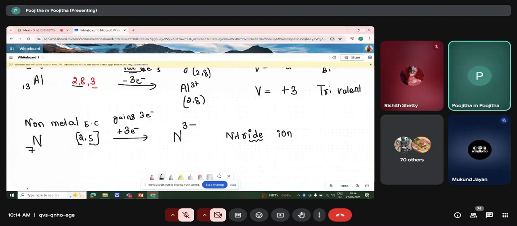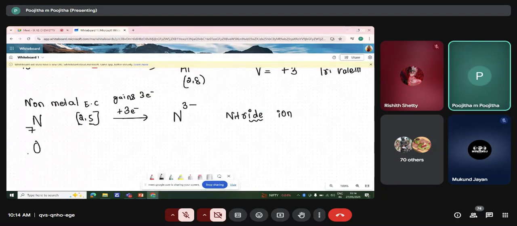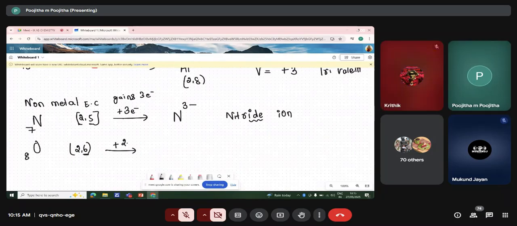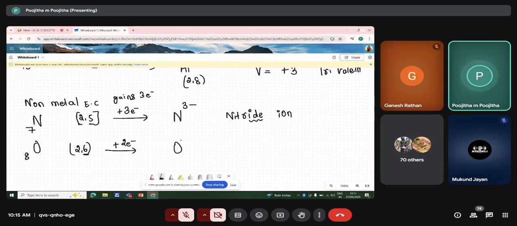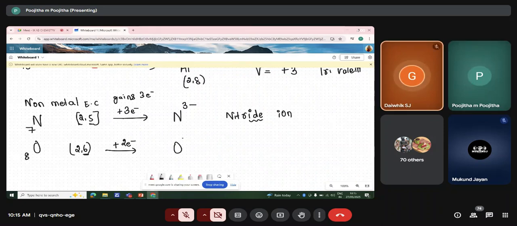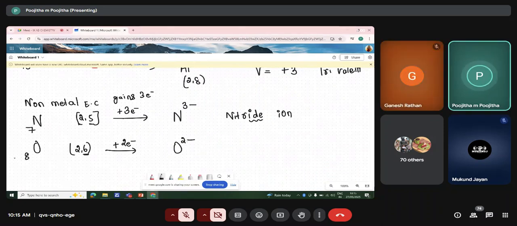Okay. So similarly, oxygen, atomic number 8, electronic configuration 2, 6. So oxygen has to gain how many electrons now? 2. Oxygen gains 2 electrons. So what will be the charge on oxygen? O2 minus. So this ion is oxide. Can you see the non-metallic ion name is ending with IDE, oxide ion.